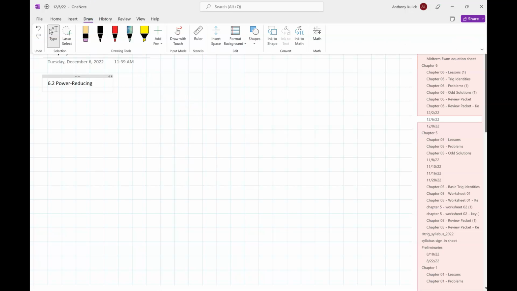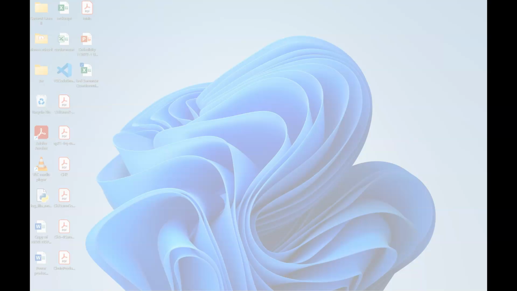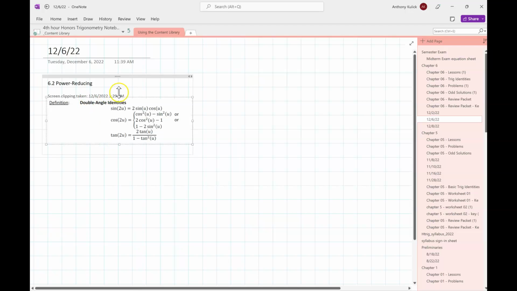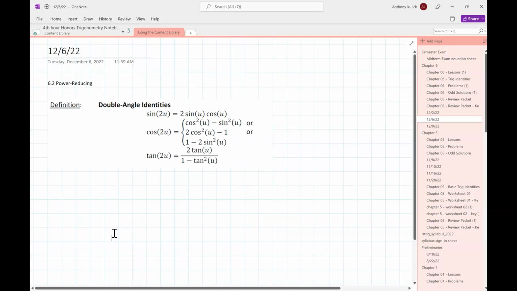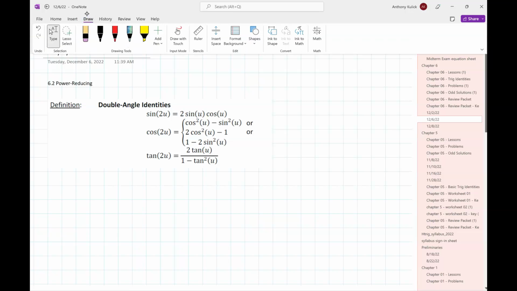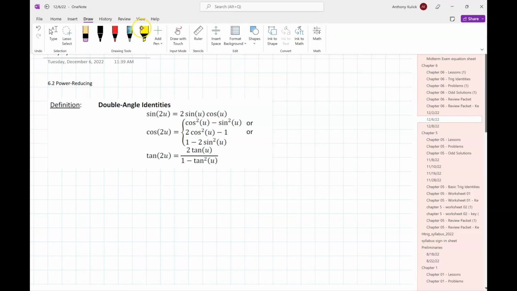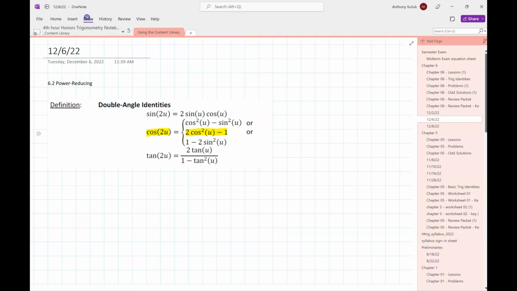So recall from last time, we had given these, we had ended by talking about these double angle identities, correct? What I'd like to highlight here is, say, this part right here.